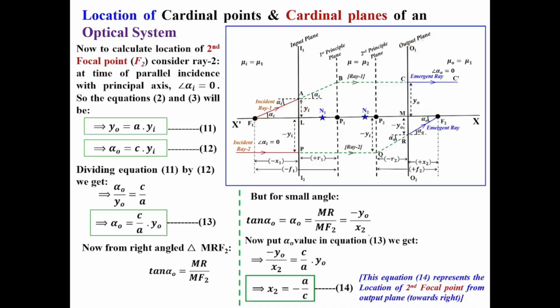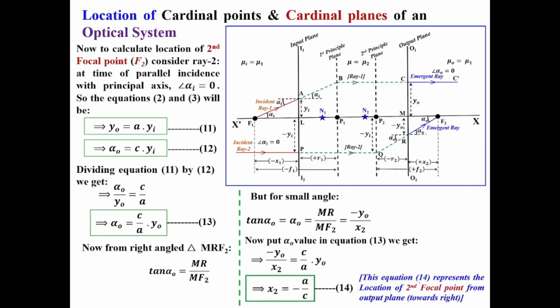Okay, so here alpha O we found is minus yo by x2. Now just substitute the alpha O value in equation number 13. That implies alpha O is substituted by this value, minus yo by x2 equal to c by a into yo. Yo got cancelled. We found x2 equal to minus a by c. Let this be your equation number 14.